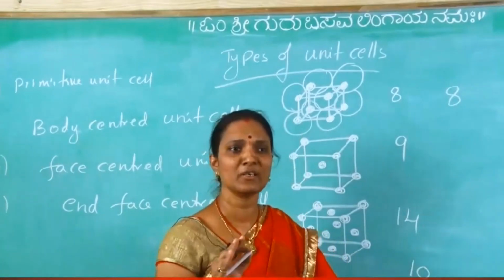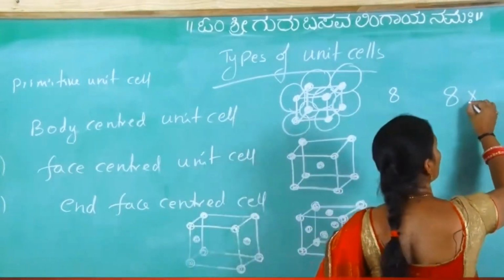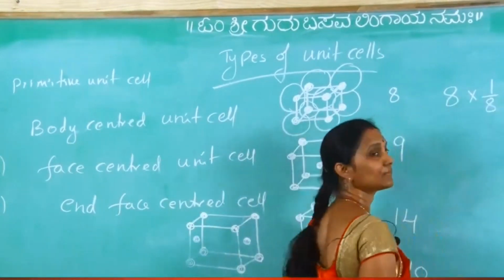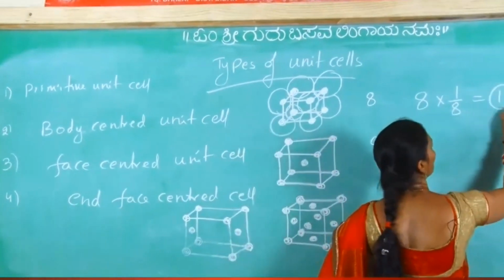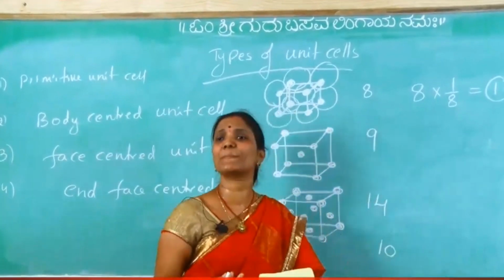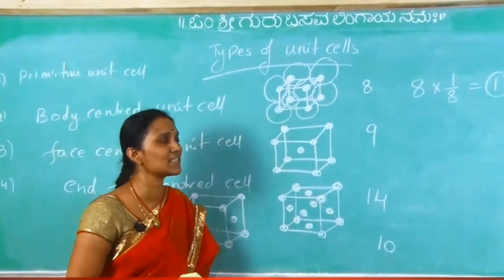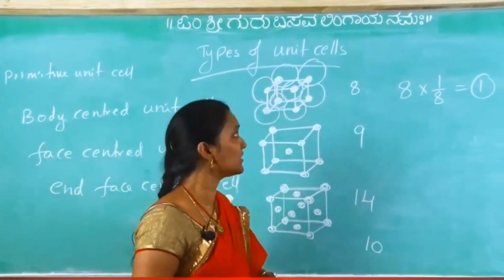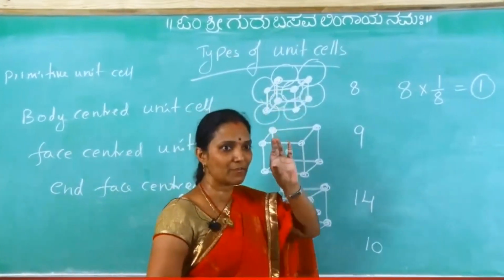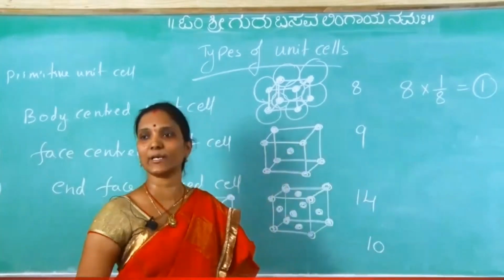How to calculate the number of particles? Okay. Now what is the position of particles? Corners. How many corners here? 8 corners. For this unit cell, what is the contribution? Corner contribution 1 by 8. 8 into 1 by 8. Now what are we getting? 1. Okay. So in primitive unit cell, how many particles are present? Given answer is 1. Because 8 corners, corner contribution 1 by 8. It is not a full laddu, only 1 by 8 we are getting. So 8 into 1 by 8, 1 particle.